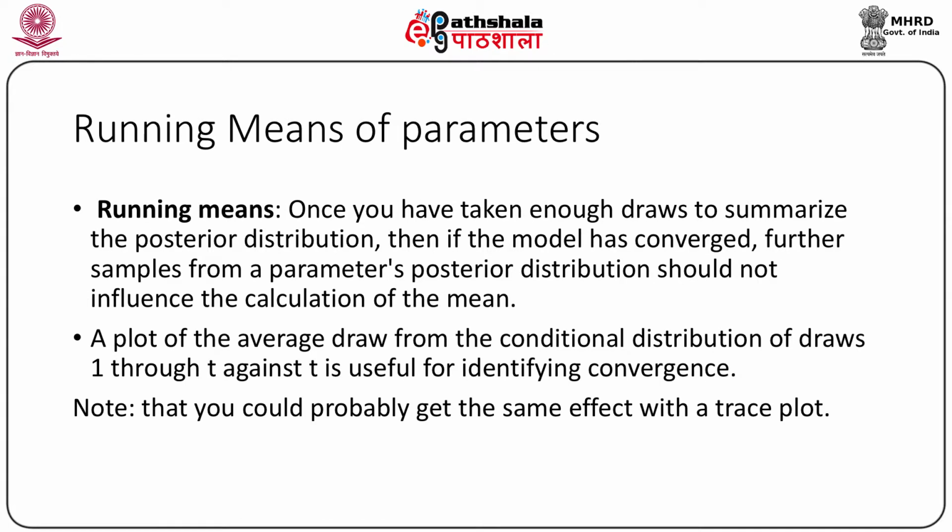Next we'll talk about running means of parameters. Once you have taken enough draws to summarize the posterior distribution, then if the model has converged, further samples from a parameter's posterior distribution should not influence the calculation of the mean. A plot of the average draw from the conditional distribution of draws 1 through t against t is useful for identifying convergence. Note that you could probably get the same effect with a trace plot.